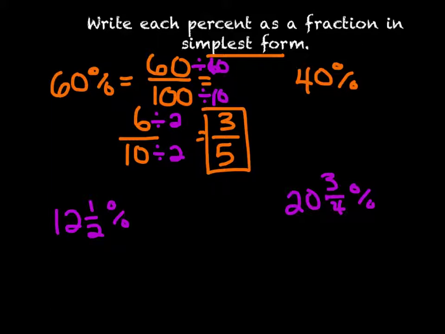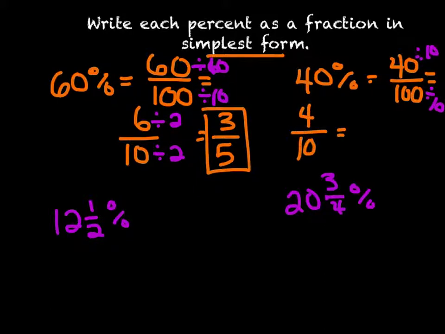Let's do 40 and make it nice and simple. We have 40%, that is 40 over 100, 40 out of 100. We do the same thing, dividing by 10 on the top and the bottom. We end up with 4 over 10, which equals 2/5, simplest form. So 40% is 2/5 as a fraction in simplest form.